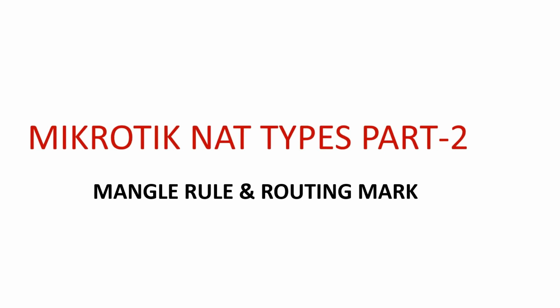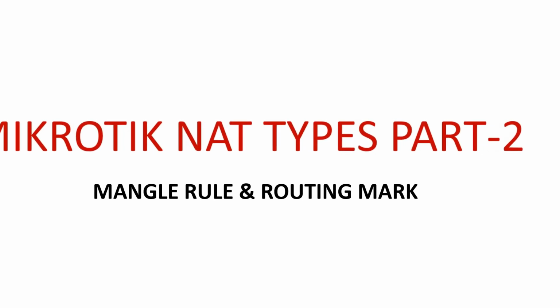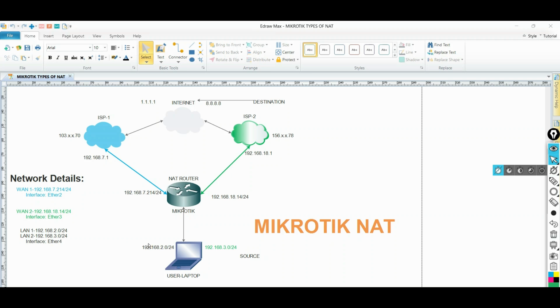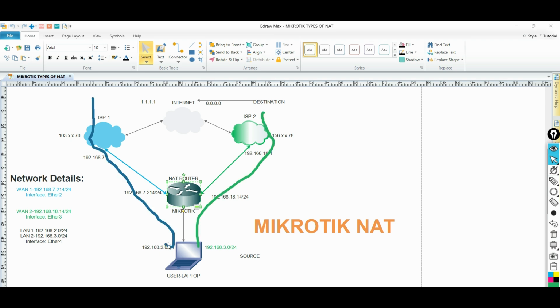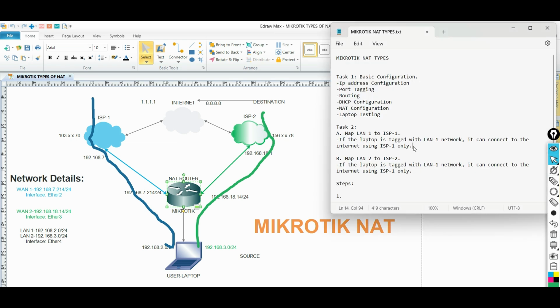Today in this video, I will share how to configure a basic Mangle rule and routing mark to map a specific source or network to a specific ISP or WAN. Here in the diagram, our task is to map LAN 1 to ISP 1 and LAN 2 to ISP 2. If the laptop is tagged with the LAN 1 network, it can connect to the internet using ISP 1 only. If the laptop is tagged with the LAN 2 network, it can connect to the internet using ISP 2 only.